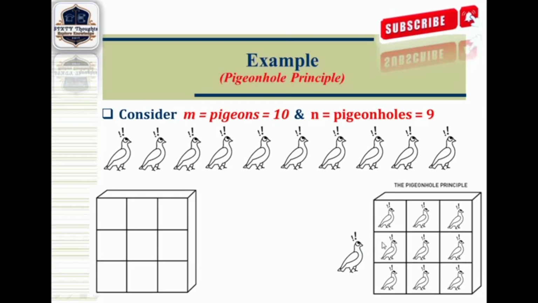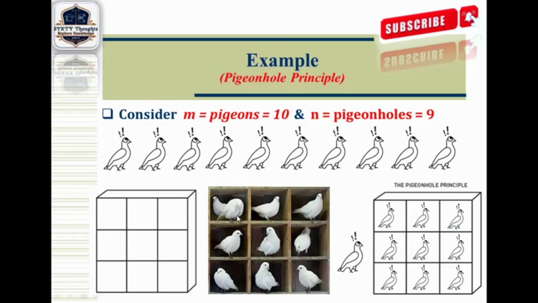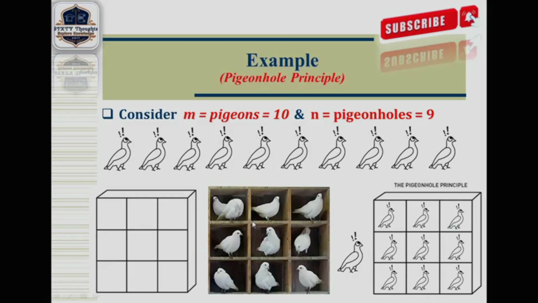This 10th pigeon must go into any one of the pigeonholes, which are already occupied. The pigeonhole principle says that at least any one of the pigeonholes has more than one pigeon. So now we assign the 10th pigeon into the first pigeonhole. Therefore the pigeonhole statement is satisfied: at least any one of the pigeonholes has more than one pigeon. Here we see the first pigeonhole has two pigeons. So therefore the pigeonhole principle is satisfied.